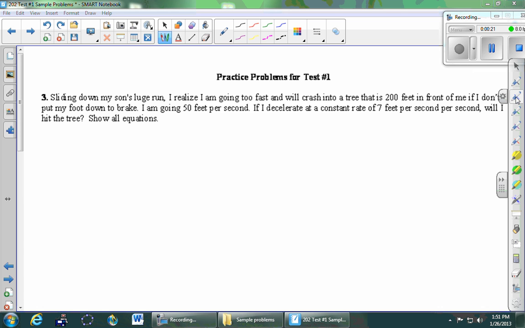Show all equations. That phrase was Peter's way of saying derive everything. So don't start with some physics equation that you just got memorized. Let's go from basics. The basics here start with the acceleration being 7 feet per second, although we're decelerating. So how about we call that negative 7 feet per second squared. And then we're going to work our way.